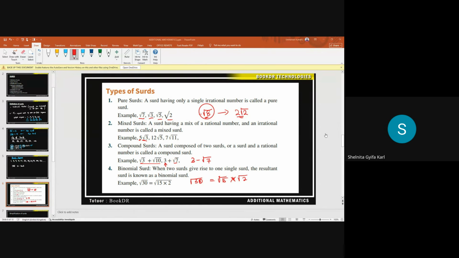Sir, please, can you explain the compound sets again? Yes, compound set is a combination of the radical portion, or a set, and another set, or a whole number and a set, with an addition or a subtraction sign. So, for example, let's give more examples.